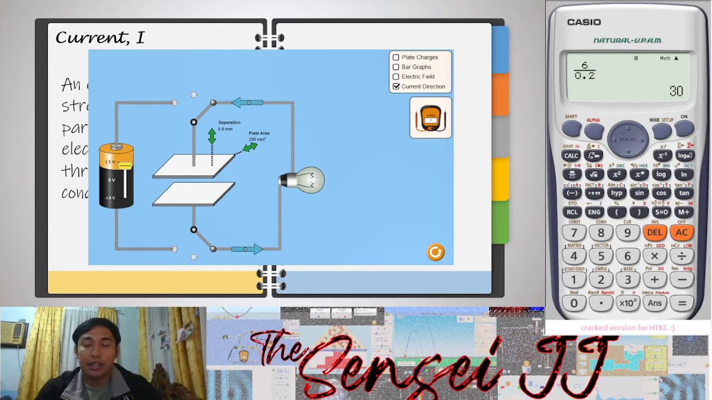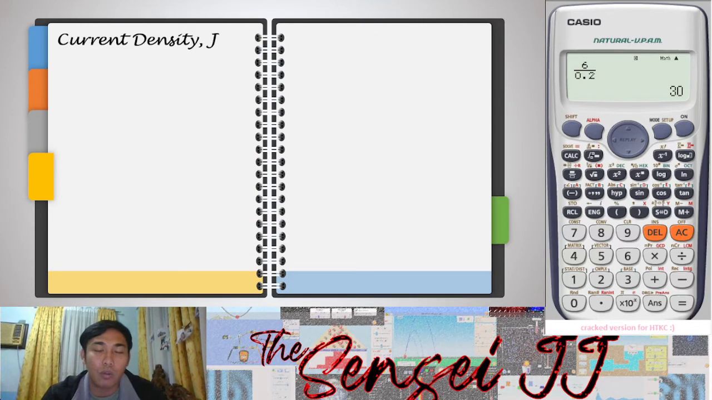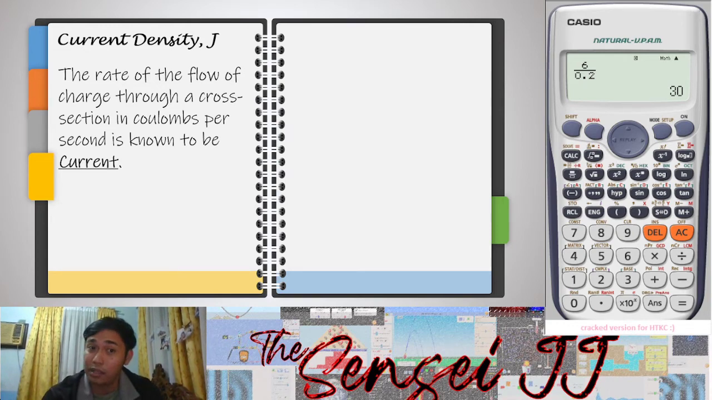Okay, so let's proceed to our next topic, which is the current density, or in other symbol, it is J. It will be easy to remember: when it comes to current density, just remember me. Current density, J.